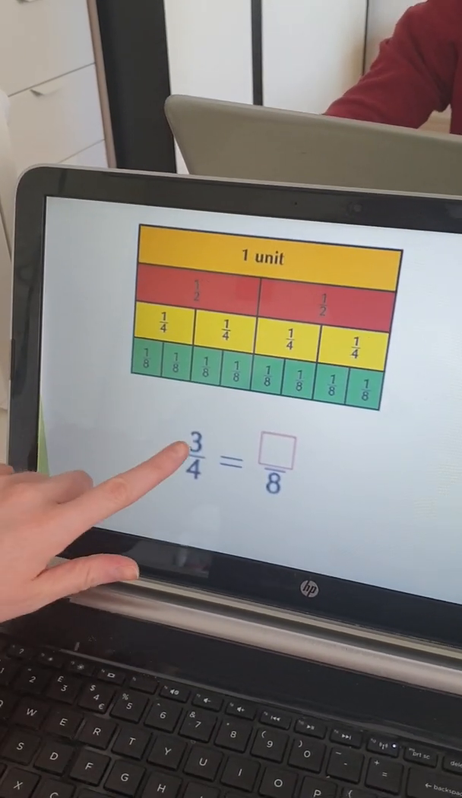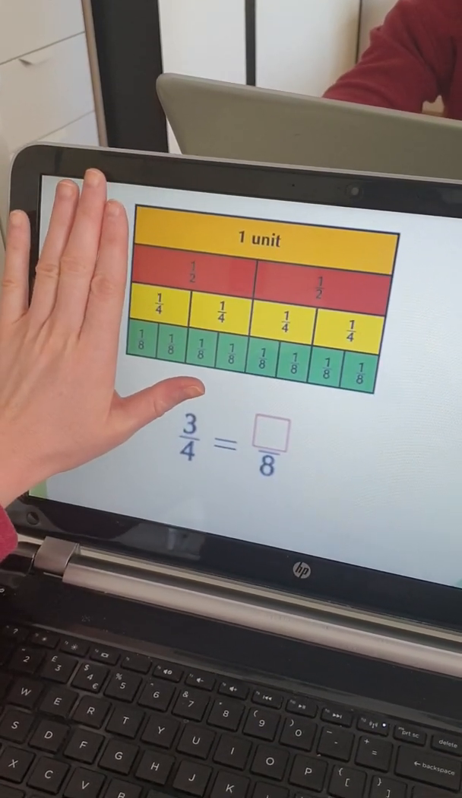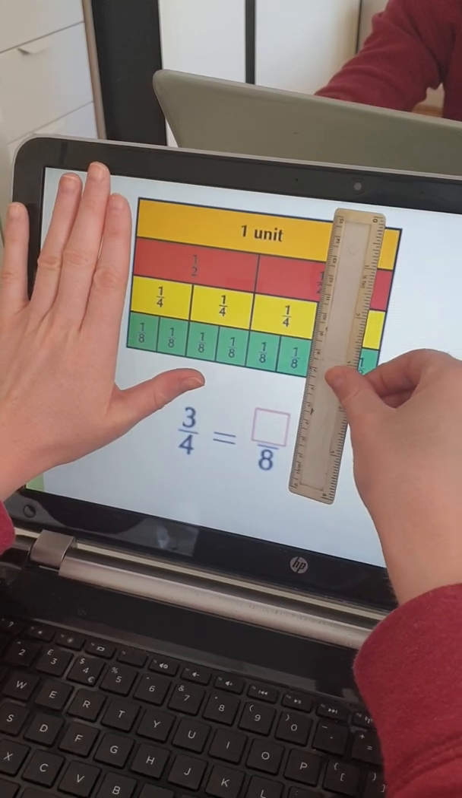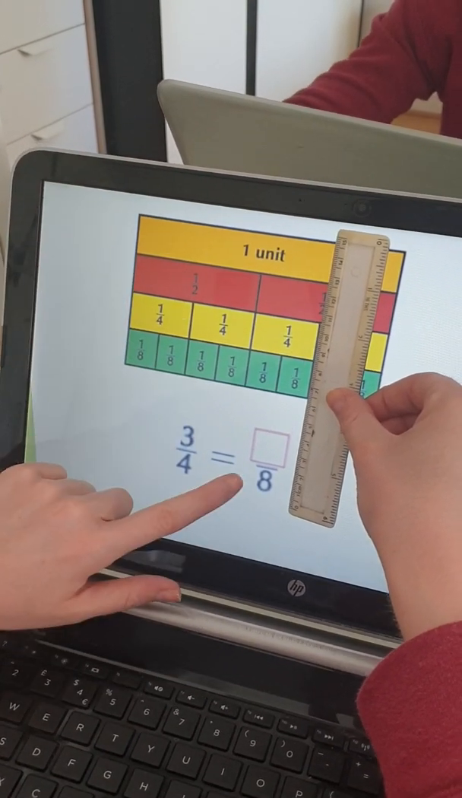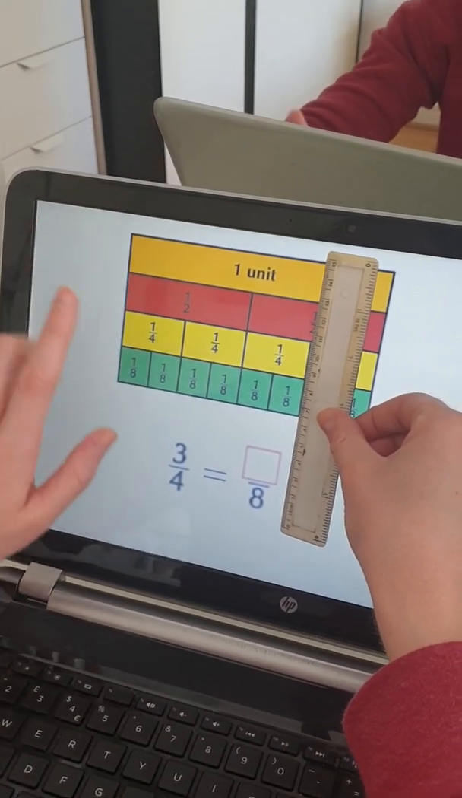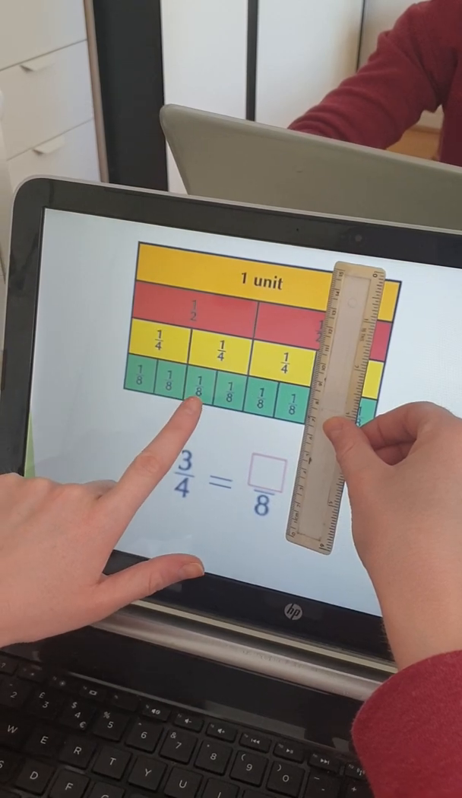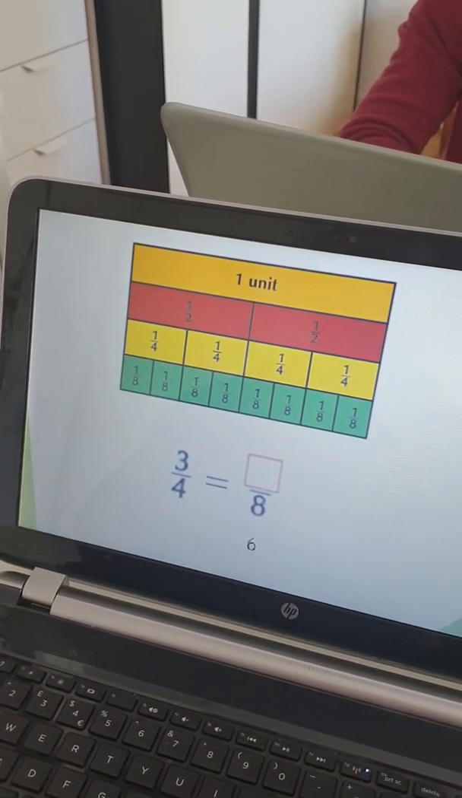Okay, we have 3 quarters. So let's look at our 3 quarters first of all. So I'm going to put my hand here and I'm going to put my ruler here to stop at where 3 quarters stops. And we are going to count how many eighths is equal to the same as 3 quarters. So let's go. 1, 2, 3, 4, 5, 6. 6 eighths. Let's have a look.